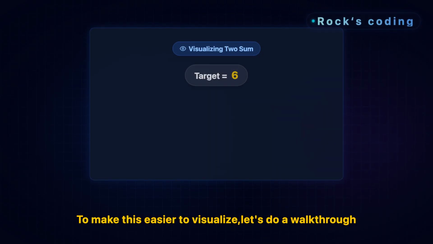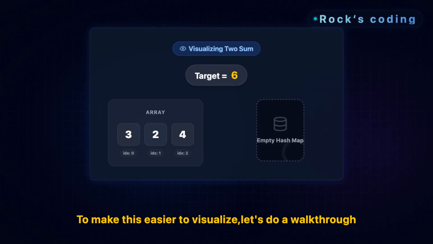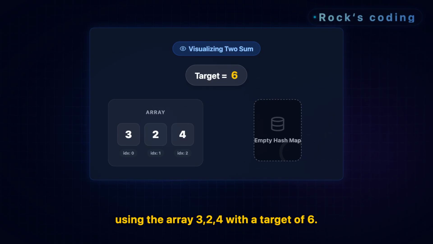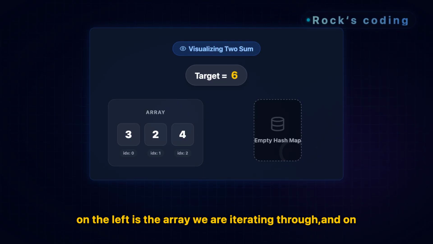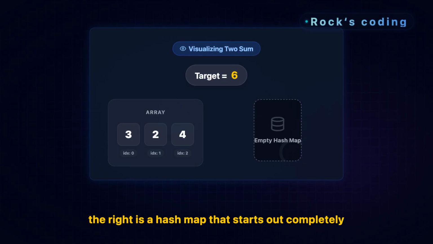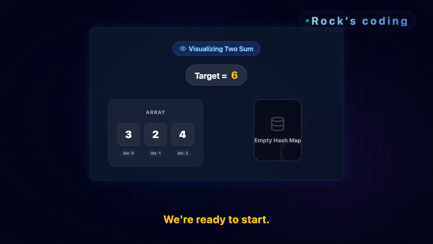To make this easier to visualize, let's do a walkthrough using the array 3, 2, 4 with a target of 6. Picture this in your mind. On the left is the array we are iterating through, and on the right is a hash map that starts out completely empty. We're ready to start.